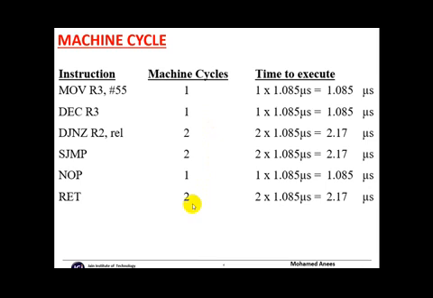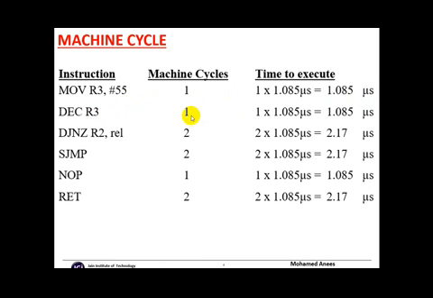Minimum is always 1. In case of 8051, maximum is 4 machine cycles. For example, now MOV instruction, MOV R3, #immediate data. This takes 1 machine cycle. What does it mean? The time taken to execute this is 1 into 1.085 microsecond. This is the minimum, this is the one count value. So to execute this instruction, 8051 takes how much time? 1.085 microsecond.